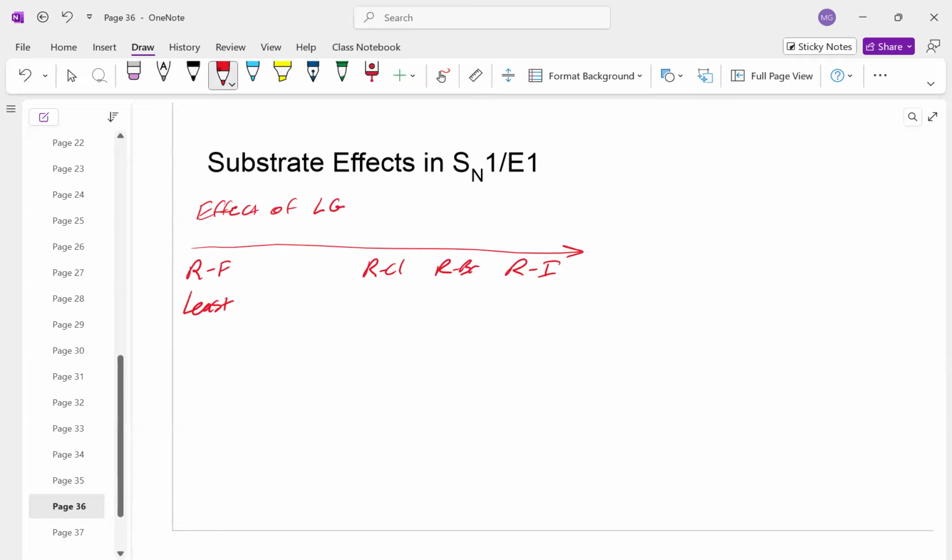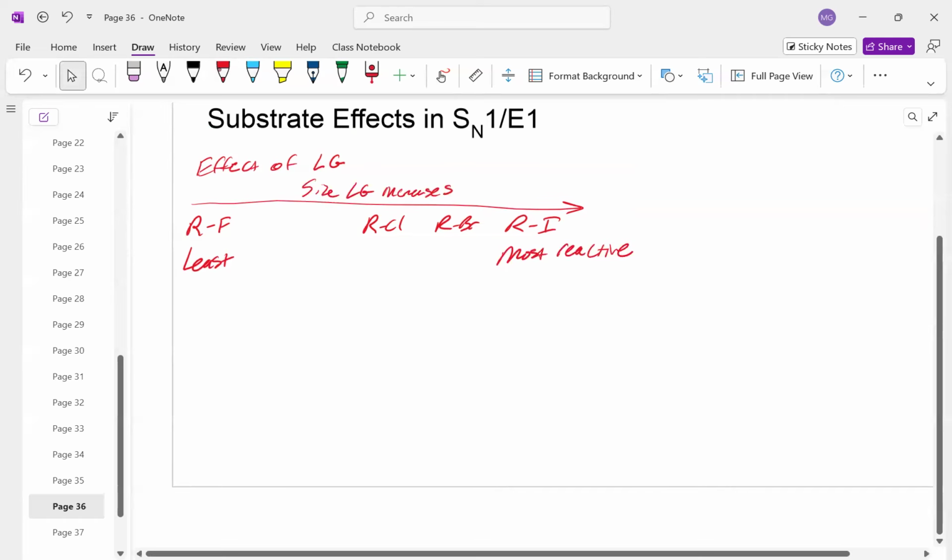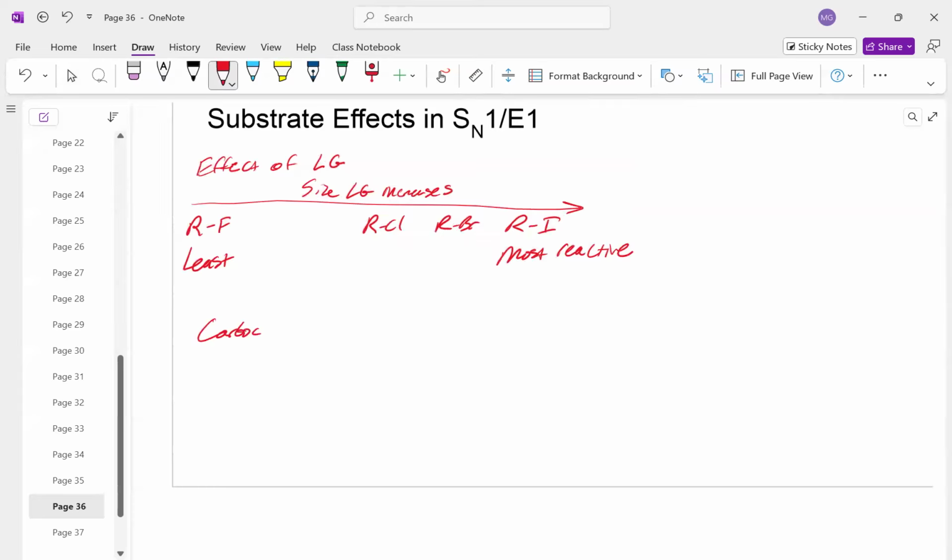And then you'll notice that as the size of the halide increases, so as you're going down the periodic table, fluorine and chlorine, the size of the leaving group increases. And then iodine is the biggest of the halides, and it's the easiest one to leave. So it's the most reactive. But one of the primary effects of the reactivity in SN1 E1 when it comes to the substrate is carbocation stability.